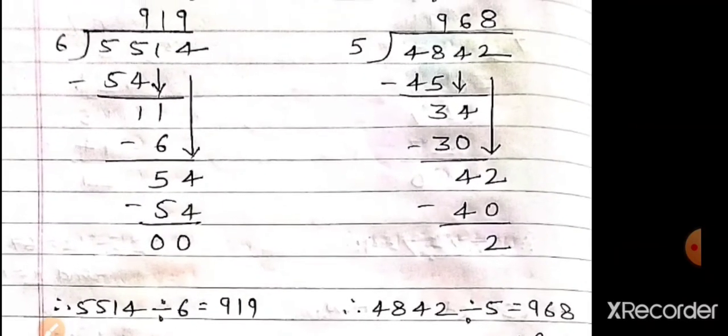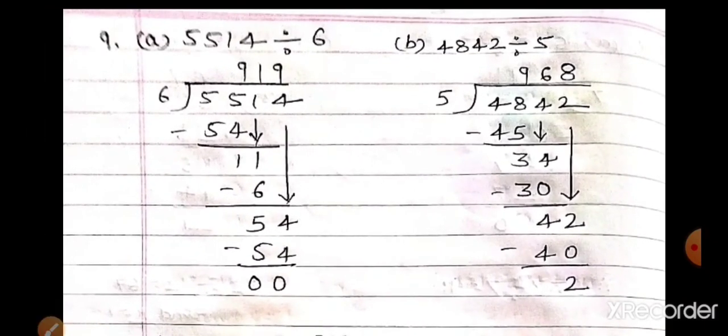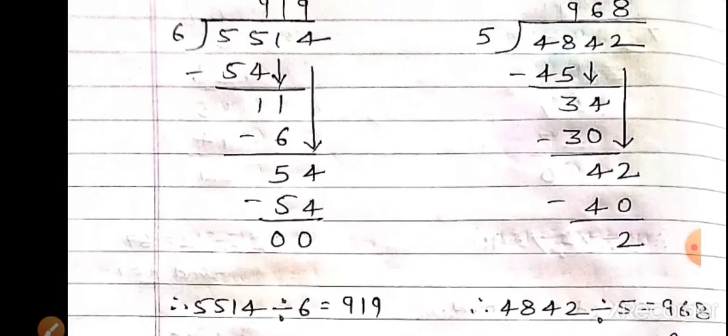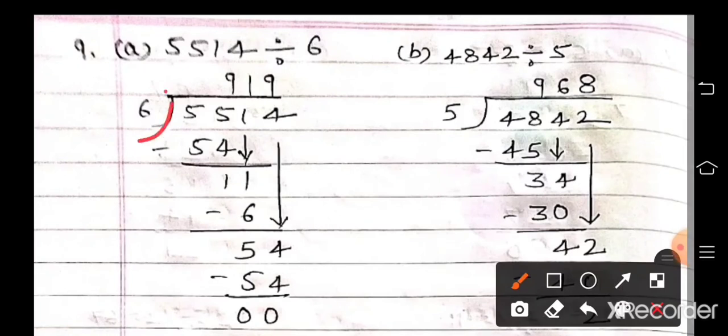Now question number 9. 5514 divided by 6. Okay, so first divide, read the table of 6. 6 9 ja 54. Okay, now subtract, so 1 remaining. Now bring down this one. Okay, now this becomes 11.